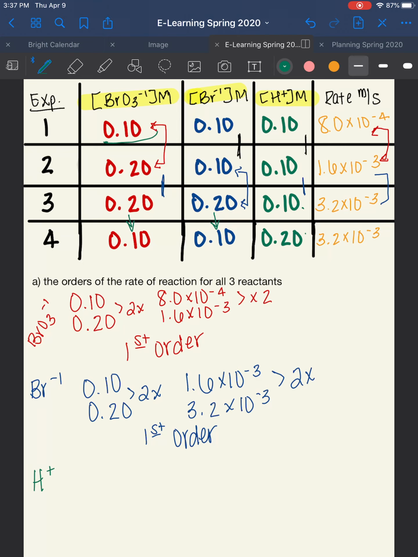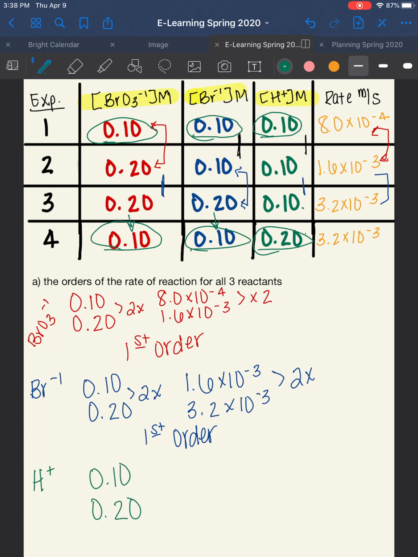Why? Because in experiment 1, we have BrO3 at 0.10. In experiment 4, it stays at 0.10, so it's not changing. Experiment 1 has 0.10 for bromide ion, and over here, also 0.10, so not changing. And then finally for H plus, I have a 0.10 to a 0.20, so that one is changing. Those are the two experiments that I'm going to be looking at for H plus. So I have 0.10 to 0.20.